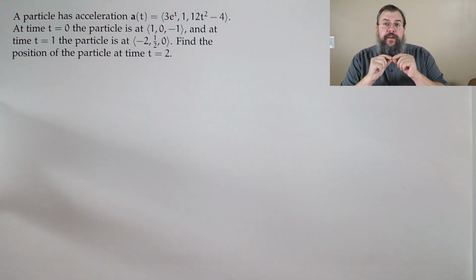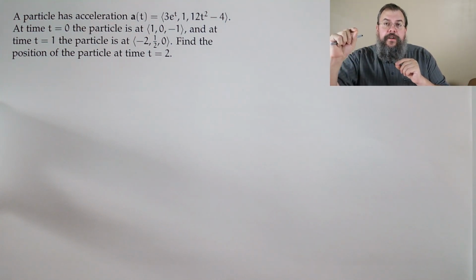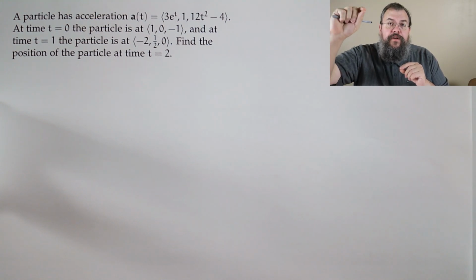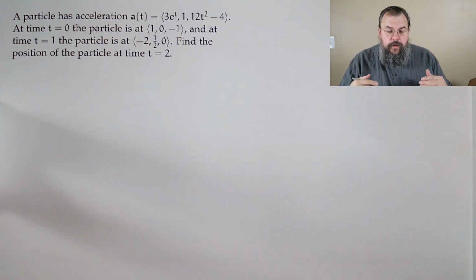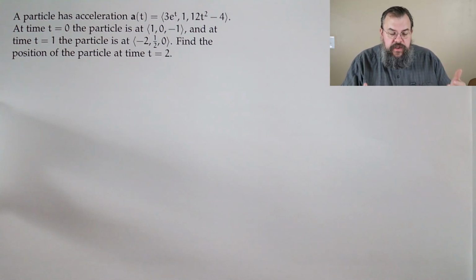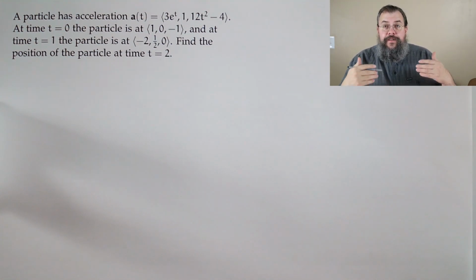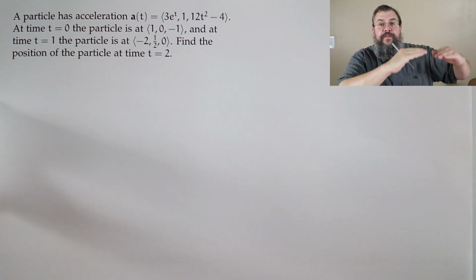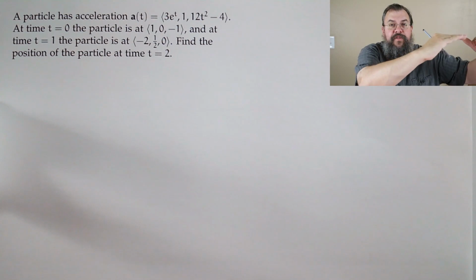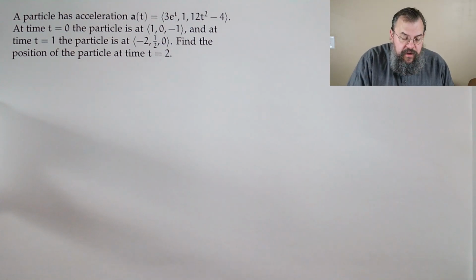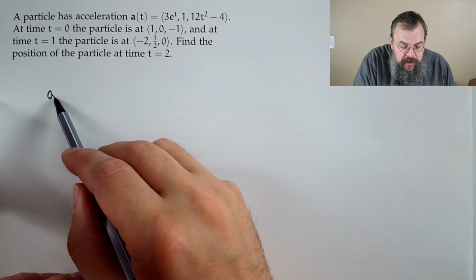So we know where it's at time 0. We know where it's at time 1. Where is it at time 2? Okay, so let's think about it. Now, we're asking about position, and we're given acceleration, which means we've got to take 2 steps, right? So acceleration to velocity to position. That's 2 steps. So let's begin.